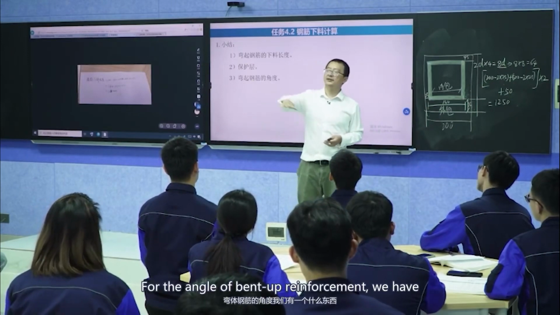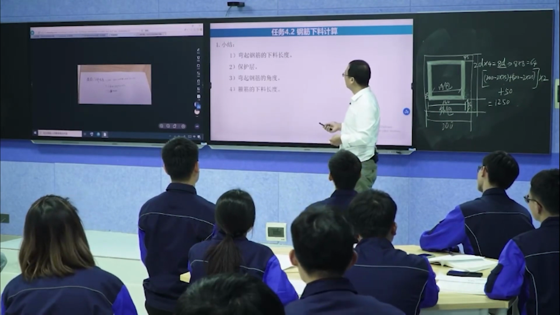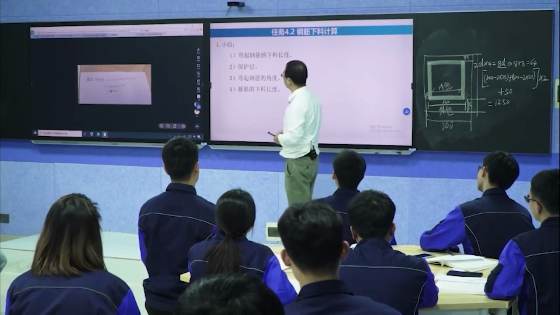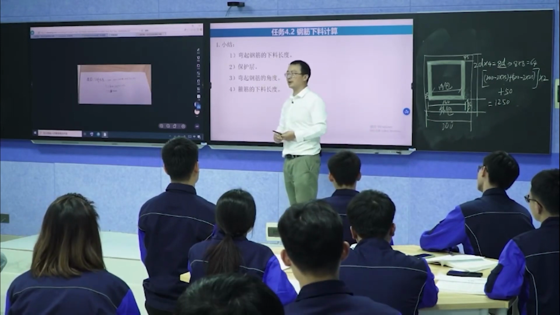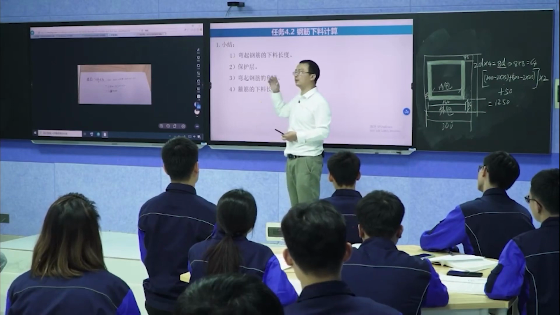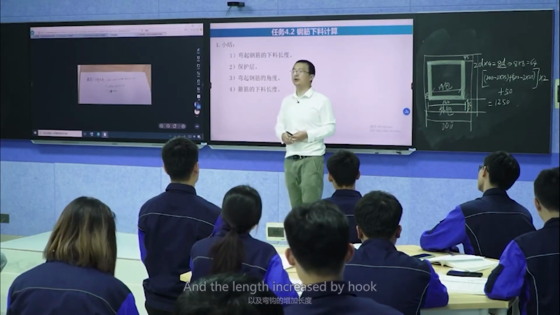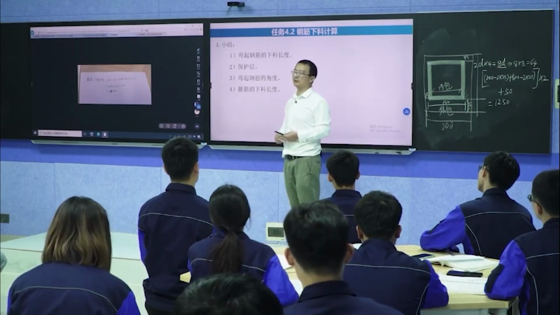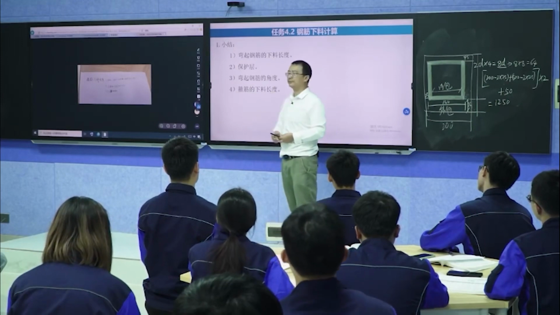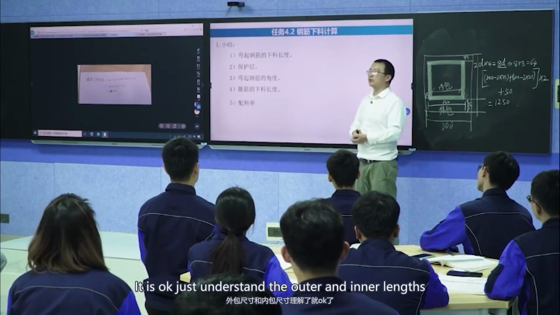For the angle of bent-up reinforcement, we have inertia and the cutting length of the stirrup. The cutting length of the stirrup is relatively simple. It is much simpler than bent-up reinforcement because it puts the bend adjustment value and the length increased by hook into a table. You just need to look up the table. It is okay, just understand the outer and inner lengths.